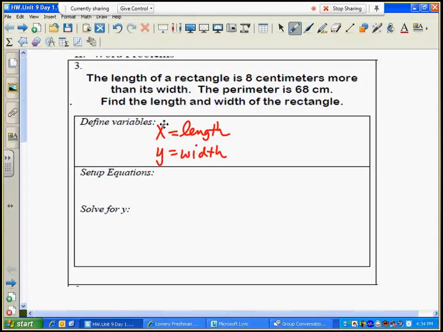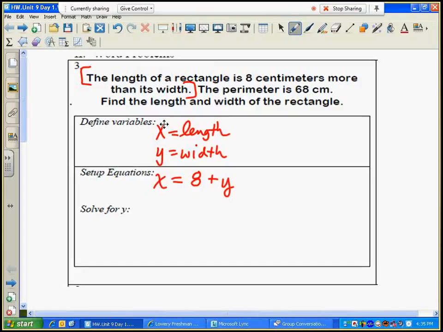Okay. Now let's begin to translate these English sentences into mathematical equations. All right, so let's take that first sentence. It says the length of a rectangle is. All right, well, I called the length x. So the length is 8 centimeters more than its width. Well, I'm calling the width y. All right. There is my first equation.